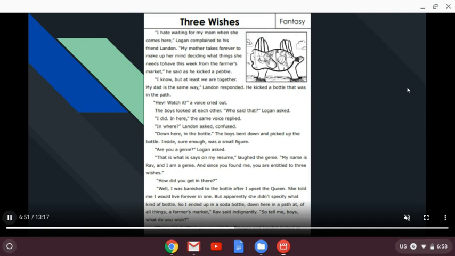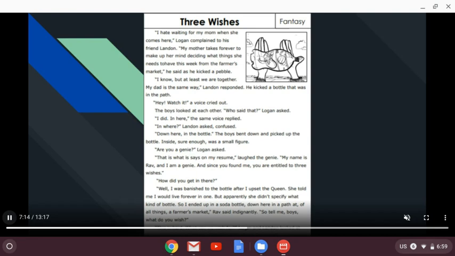"I hate waiting for my mom when she comes here," Logan complained to his friend Landon. "My mother takes forever to make up her mind deciding what things she needs to have this week from the farmer's market," he said as he kicked a pebble. "I know, but at least we are together. My dad is the same way," Landon responded. He kicked a bottle that was in the path.